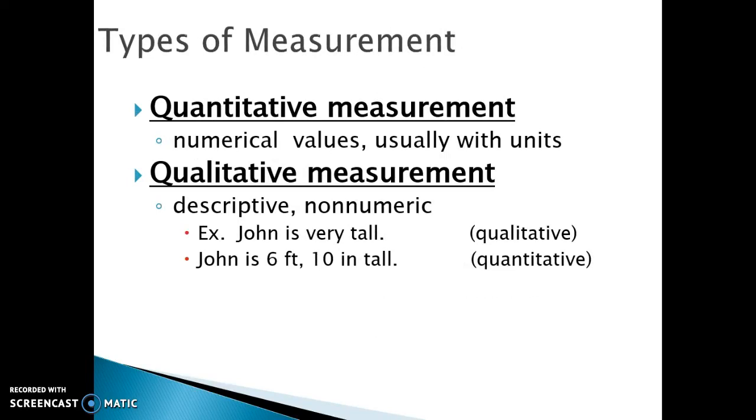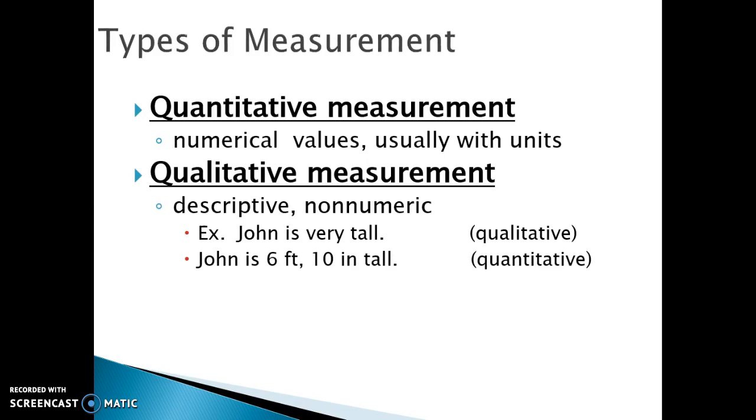The first type of measurement is a quantitative measurement. If you notice in the word quantitative, there's an N. Okay, an N represents that there's going to be some type of numerical value. There's going to be a number value. For example, this example below says John is 6 foot 10 inches tall. That's an actual value. That's a number. That is a quantitative measurement.